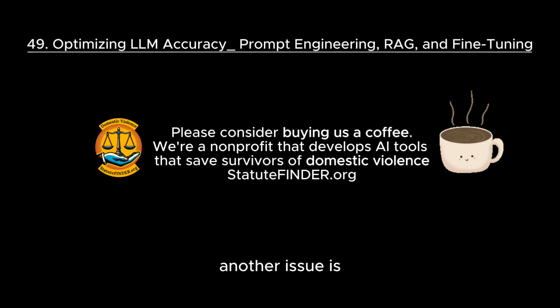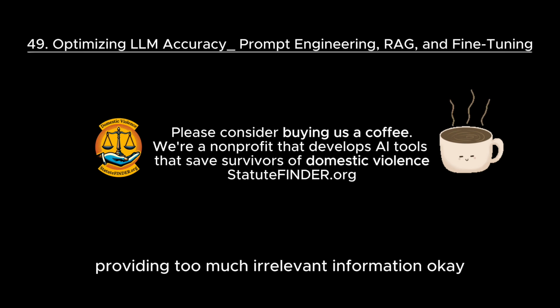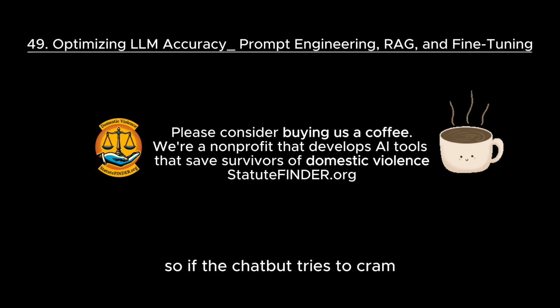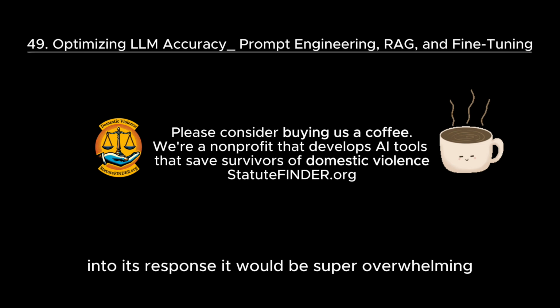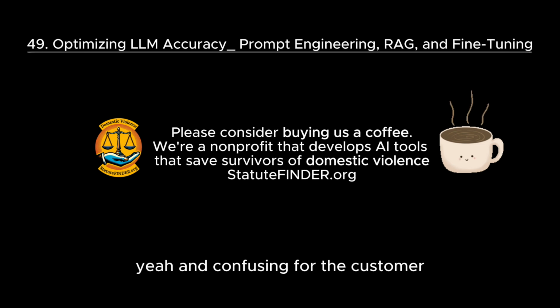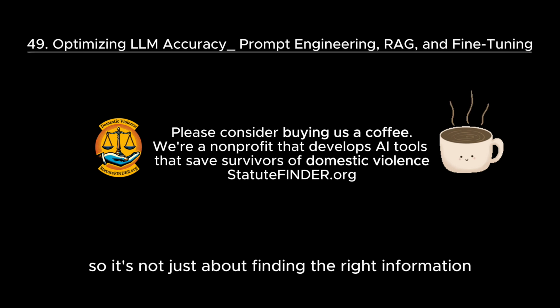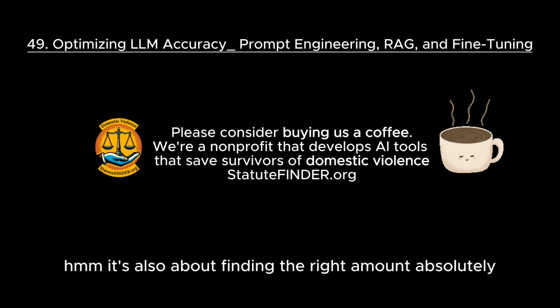Another issue is providing too much irrelevant information. If the chatbot tries to cram every single detail about the X1000 into its response, it would be super overwhelming and confusing for the customer. It's information overload. Exactly. So it's not just about finding the right information, it's also about finding the right amount.